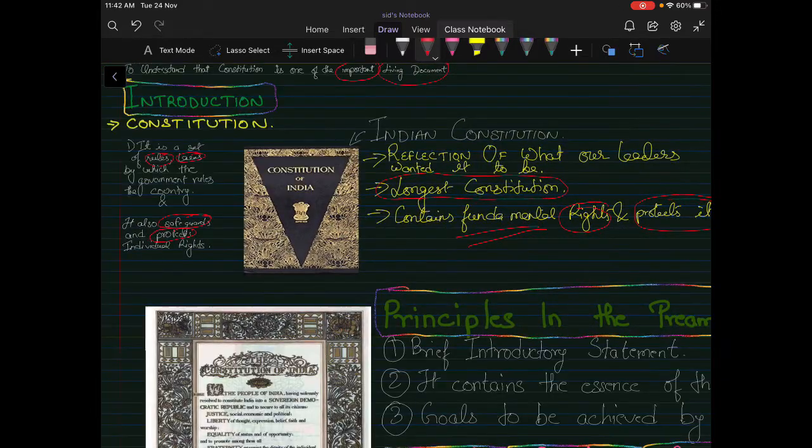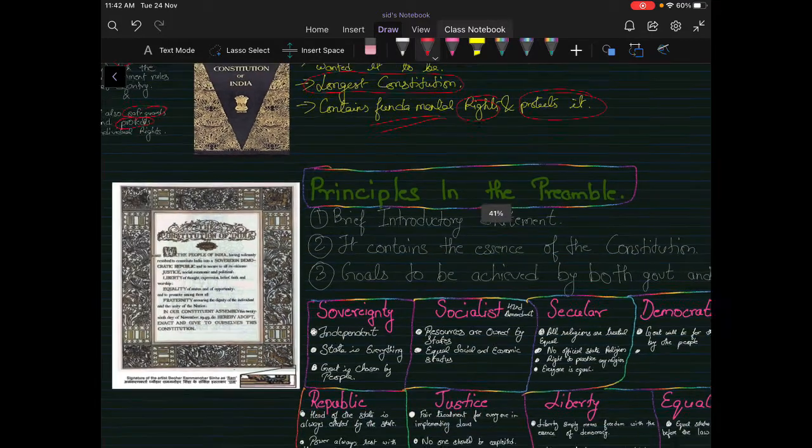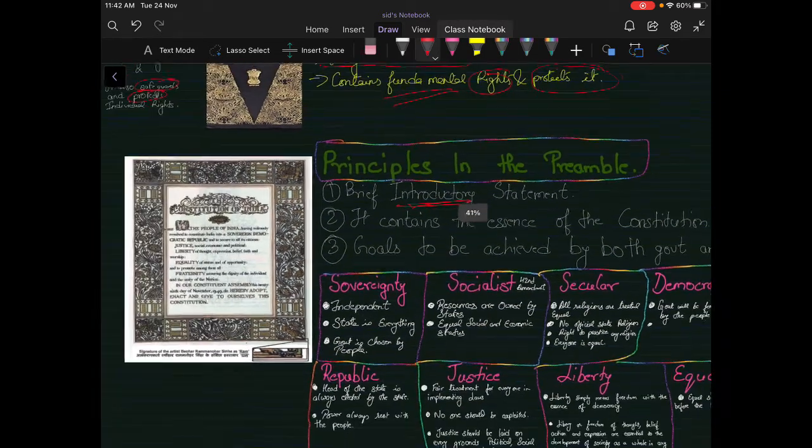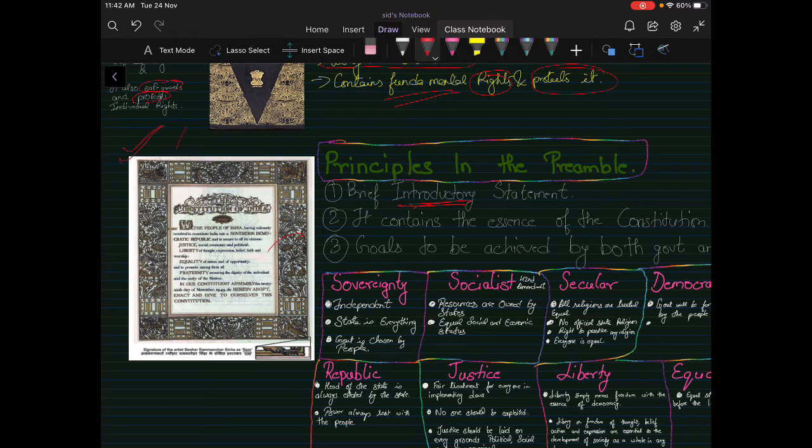So let us move on to another subtopic, that is the principles in the preamble. Okay, so what do you mean by a preamble? Let's take for example a book. I think you've seen that inside a book there is always a preface. That preface is the preamble in the Constitution. It is a brief introductory statement. The first brief introductory statement is known as the preamble. As you can see from this image, this is a good example of our preamble. Introductory means it is the first page that explains the spirit of the Constitution.